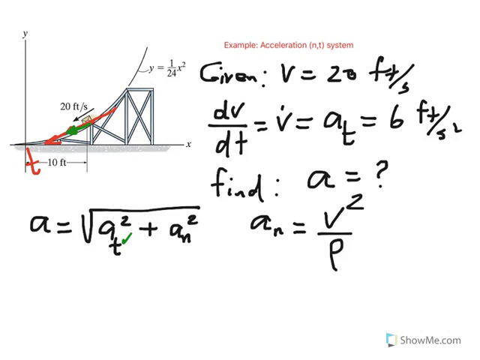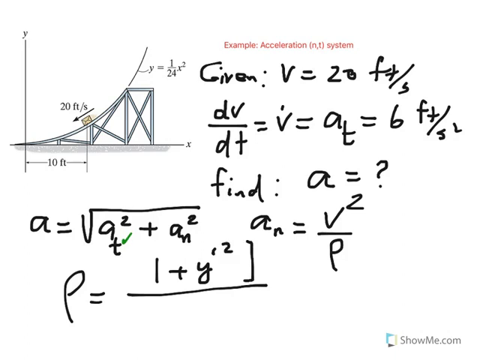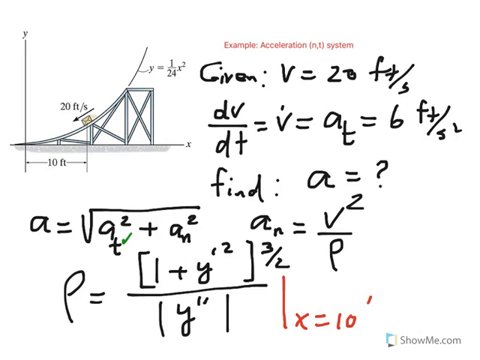So for these type of problems, how do we find rho? Rho is determined whenever you have the profile of a path. Rho is determined based on this equation involving first derivative and second derivative. So 1 plus y prime squared, then the whole thing raised to power 3 halves, divided by the absolute value of the second derivative, y double prime. And this has to be calculated at that particular position where you want to find the radius of curvature. So this will tell us what the radius of curvature is at that instant.